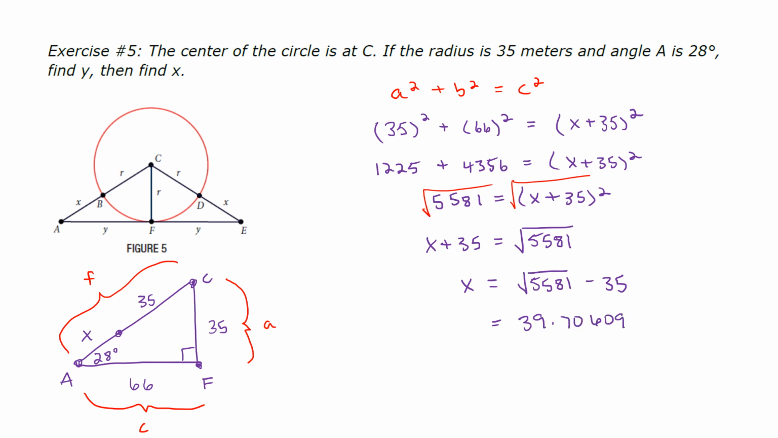39.70609. Since my sides and my angles are all two significant digits, I'm going to round x to two significant digits, which would be 40 meters as my final answer.